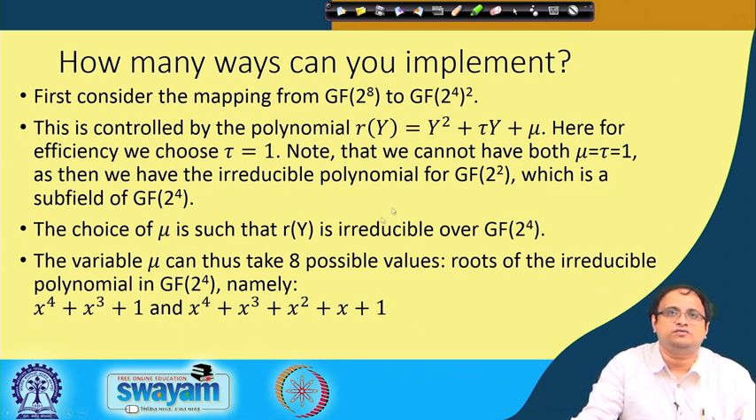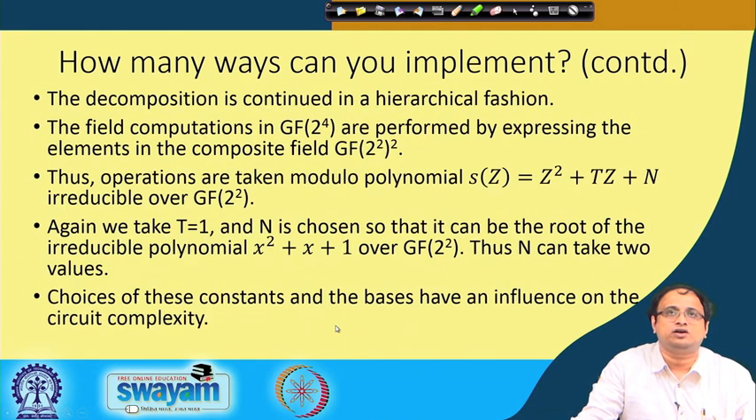But note that we have fixed tau as 1 in our implementations. Likewise, you can continue your decomposition in a hierarchical fashion. The field computations in GF(2^4) are performed by expressing the elements now in the composite field GF((2^2)^2). Again, this is controlled by taking a modulo of the irreducible polynomial s(z), where s(z) is now z^2 + tz + n.